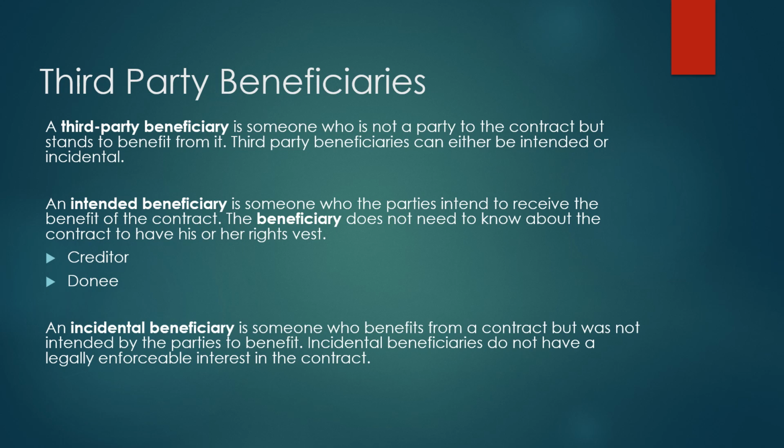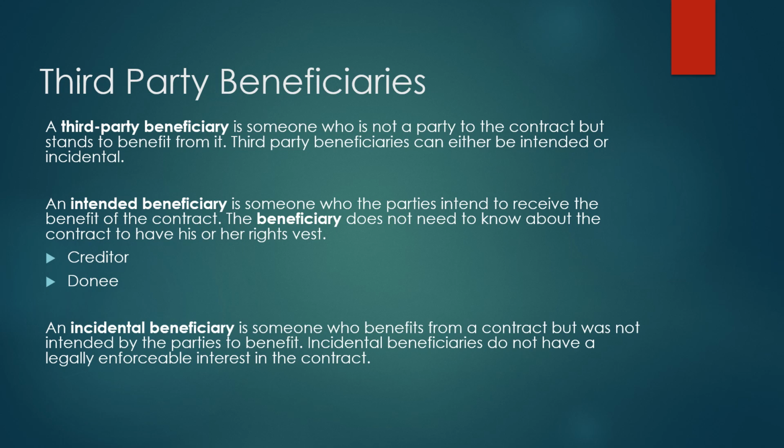But if we have this contract and we intend to make the contract to benefit a third party, that's called an intended beneficiary, and they can have privity. Third party beneficiaries then can have privity. Okay, so the general rule is third parties don't generally have privity to contract, but if it's an intended beneficiary, what does that mean? Well, there's two types. There's a creditor and a donor.